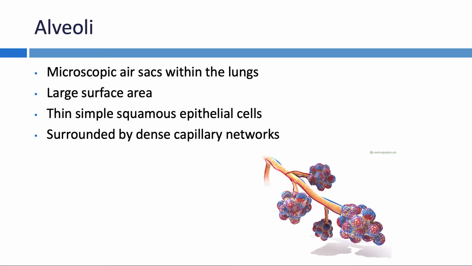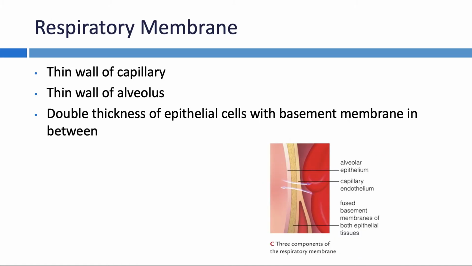They are made up of very thin, simple squamous epithelial cells, and they're surrounded by a lot of capillaries. So you can see here that this capillary network goes really all around and kind of looks like they're in a net. So the respiratory membrane is the thin wall of the capillary plus the thin wall of the alveolus. And so you just have a double thick wall, but it's only two very thin cells thick.